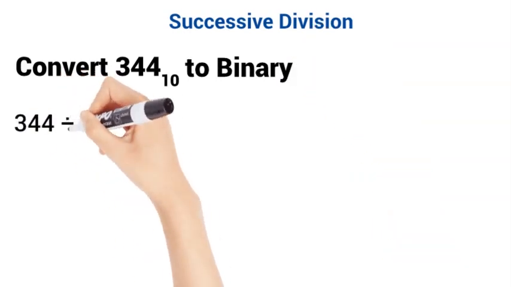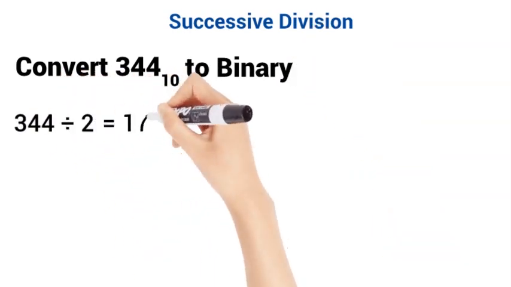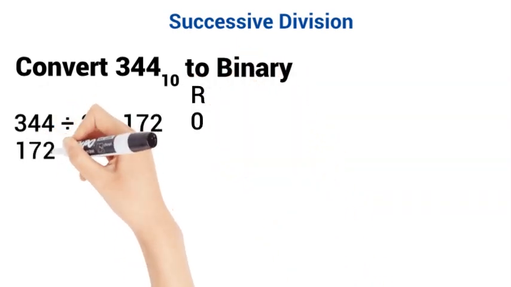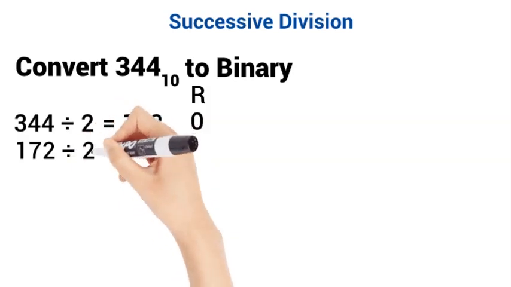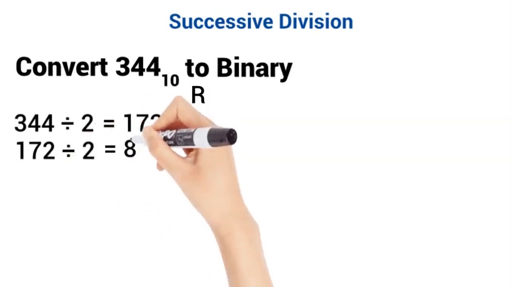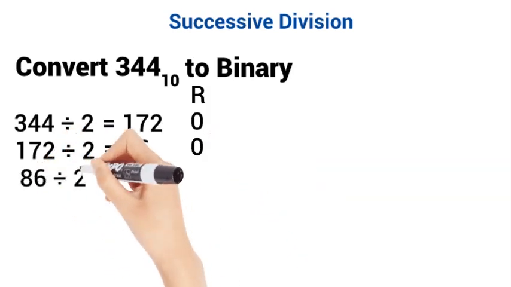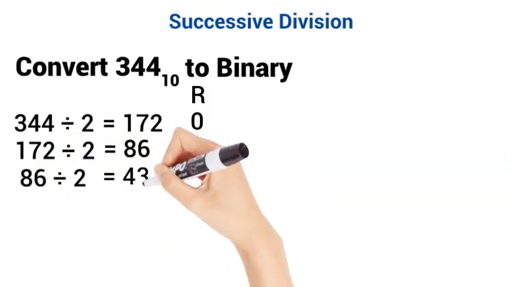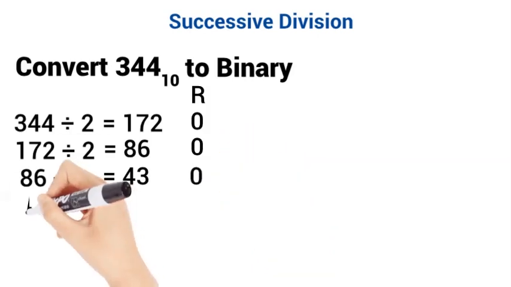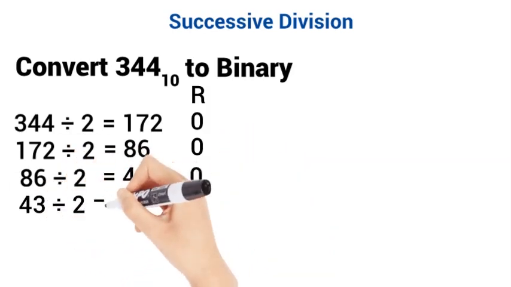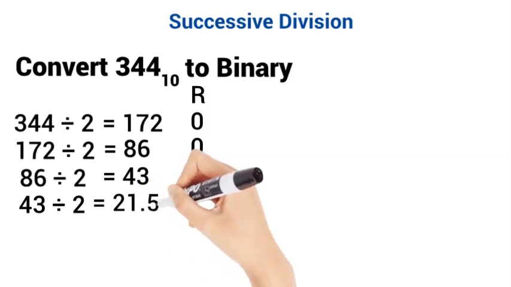Divide 344 by 2, and that would give us exactly 172 without a remainder. Now copy the quotient, which is 172, and divide it by 2, and we will get exactly 86 without a remainder. Copy 86 and divide it by 2, and we will get 43 with no remainder. Now copy 43 and divide it by 2, and we will get 21.5.